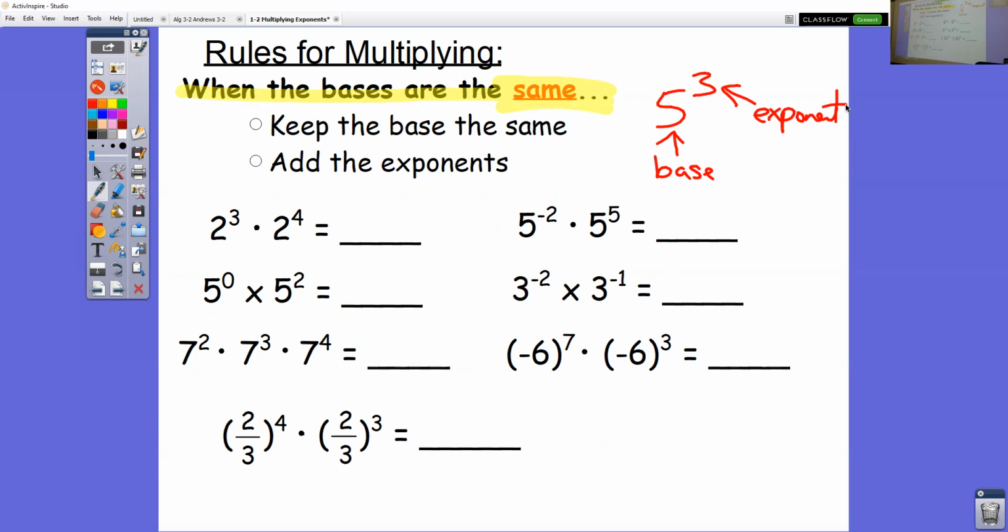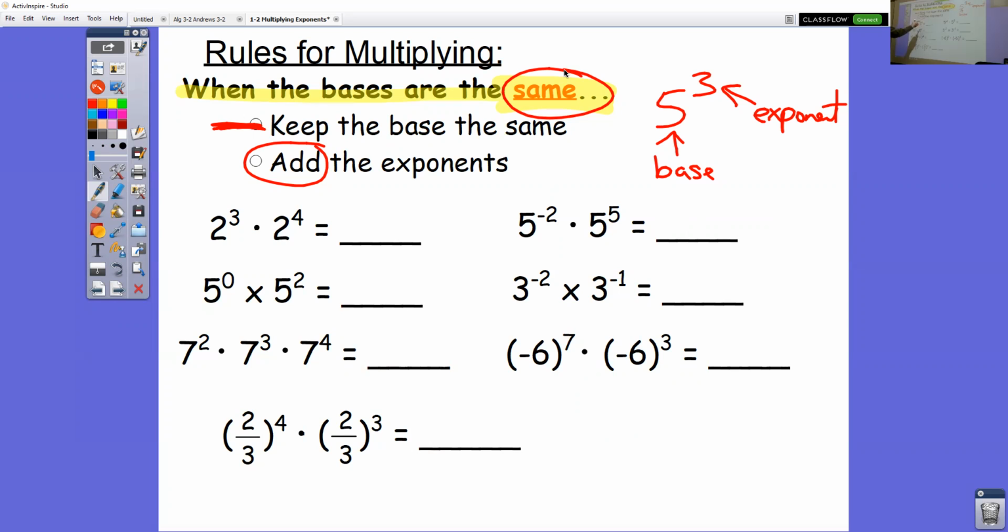Notice in all of these questions that the bases are the same. We have a 2 and a 2, a 5 and a 5, a 7, 7, 7, 2/3, 2/3, 5 and 5, 3 and 3, -6 and -6. Our big numbers are the same. Well, when the big numbers are the same, we want to keep the base the same and add the exponents. Again, we're doing this when the bases are the same. When the bases are the same, you keep the base the same and you add the exponents.